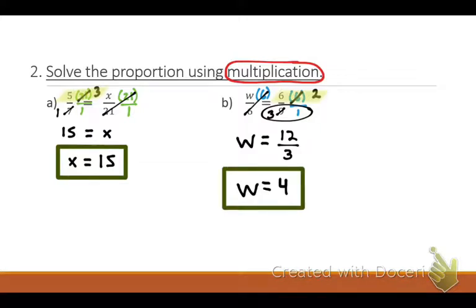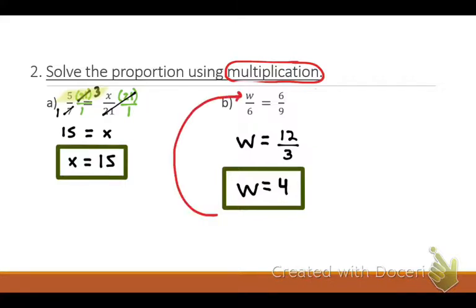Here's what I want to show you also. I'm going to erase all this work that we did up here. Basically what you can do when doing a problem like this, I could take the answer W equals 4 and plug it in right here. So instead of saying W over 6, what would that say? 4 over 6, okay? So watch as I do this.